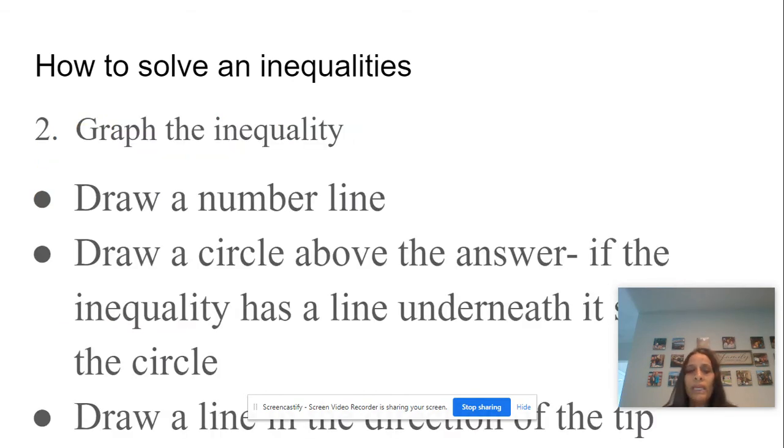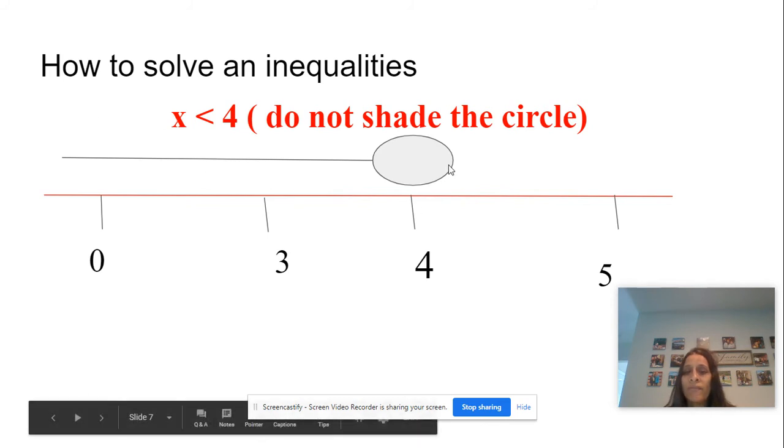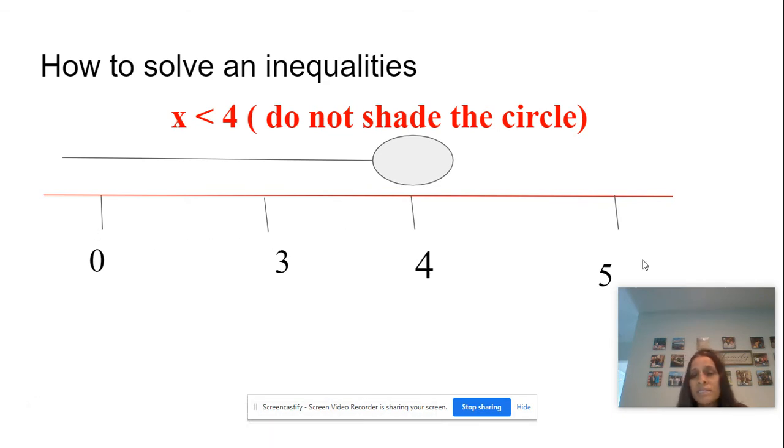When we graph that, we're going to draw a number line. We're going to put 4, and some numbers less than 4 and some numbers higher than 4. We're going to put a circle above 4. We're not shading it in because 4 is not a solution. And then we're going to look at all the numbers less than 4.